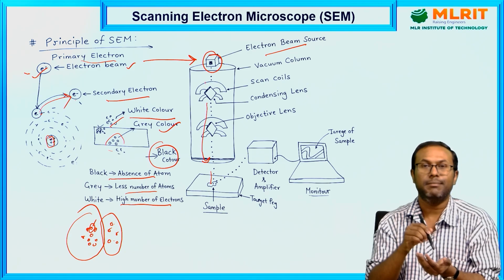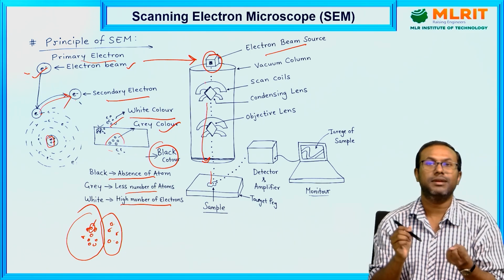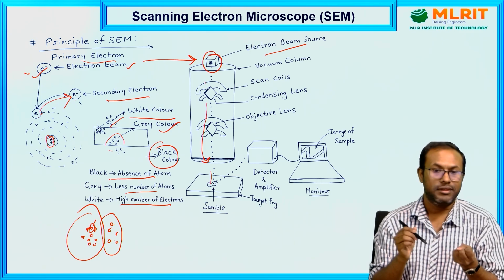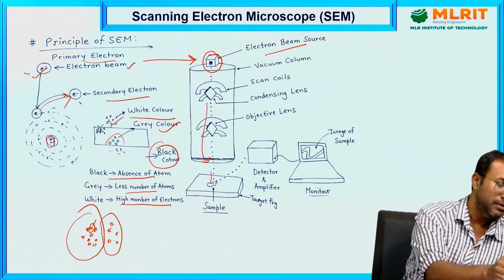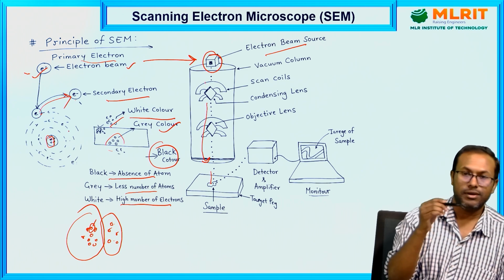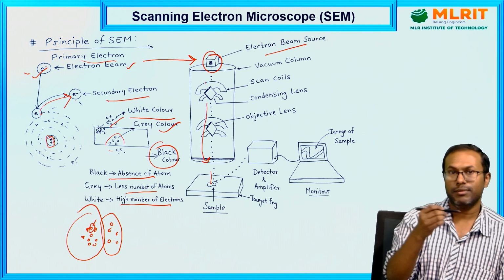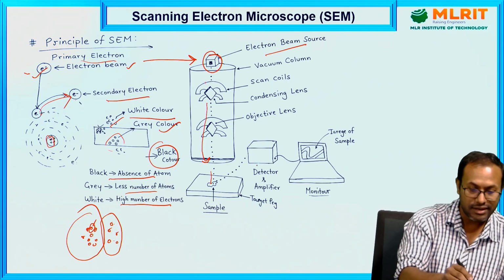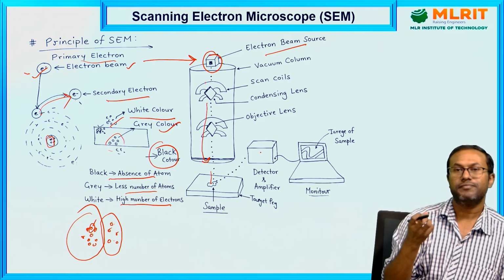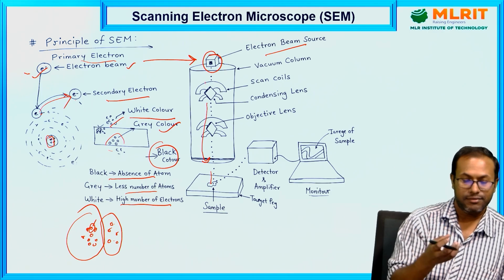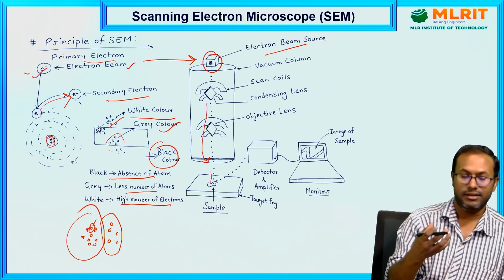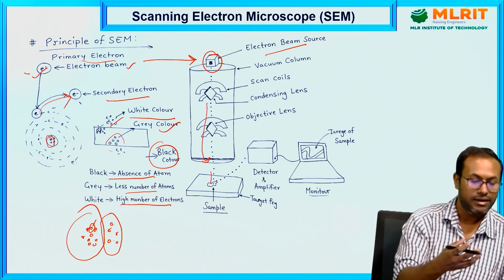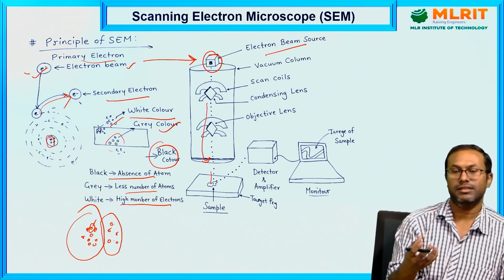When these primary electrons fall on the sample, what will happen? The atoms will absorb that electron beam, and then one of the electrons evolving in the orbit of that atom may come out from the valence orbit, where it is loosely bound. That is called a secondary electron. These secondary electrons are detected by the detectors, and it will amplify those electron counts and create an image of that sample.